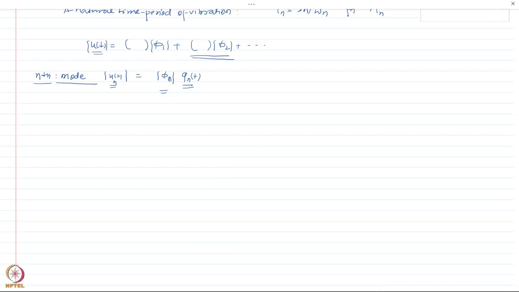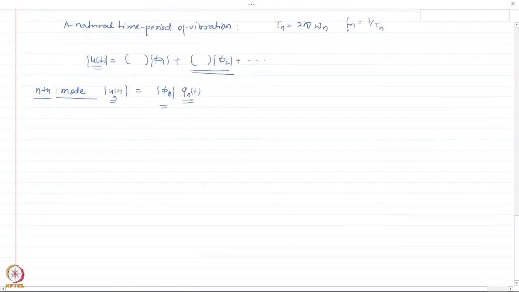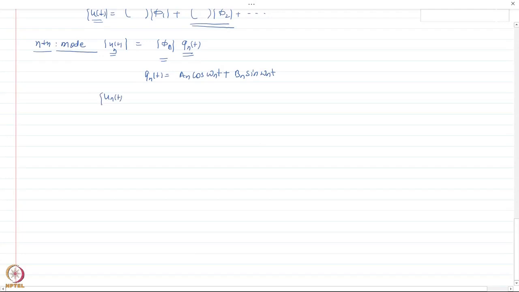And this q_n(t), as we have said, if the structure is vibrating in one of its mode shapes, the resulting motion would be harmonic. So can I say that q_n(t) can be written as a_n cos omega_n t plus b_n sin omega_n t? This is the general equation of motion for harmonic vibration, and this is for the nth mode. All right, so the response contribution in the nth mode can be represented as the shape factor for the nth mode, or mode shape, times q_n(t), which we have written as a_n cos omega_n t plus b_n sin omega_n t.